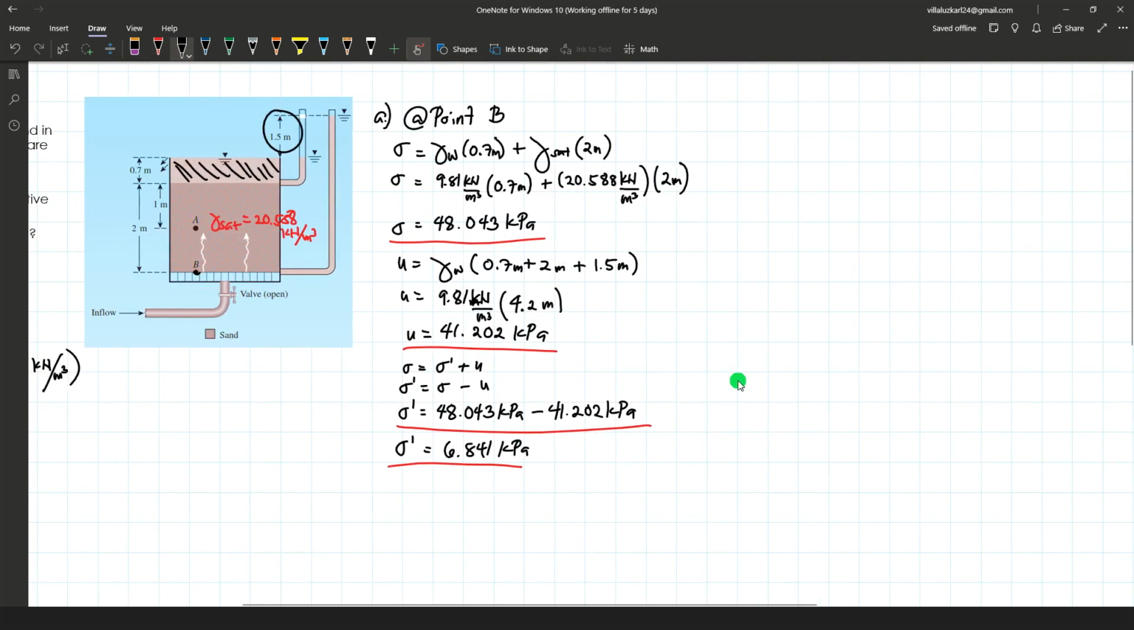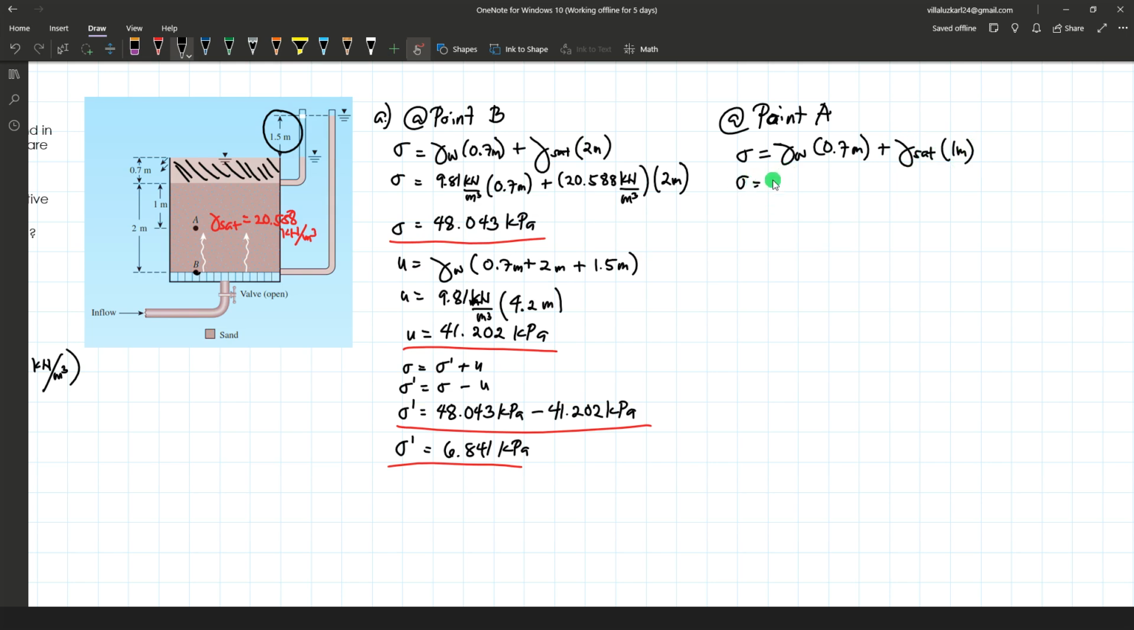Okay, so at point A, computing the total stress at point A. Point A is 1 meter below the top surface of the soil. So the total pressure is unit weight of water times 0.7 plus saturated unit weight multiplied by the depth, which is 1 meter.